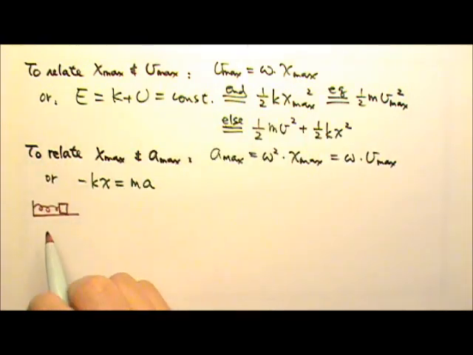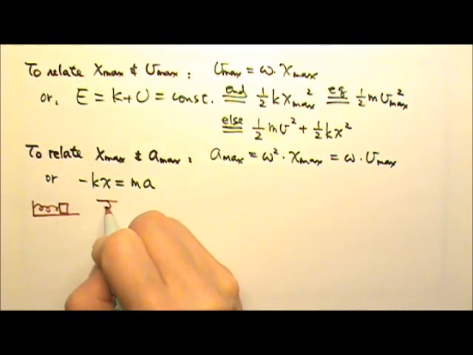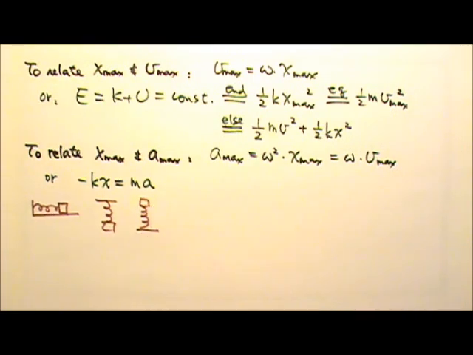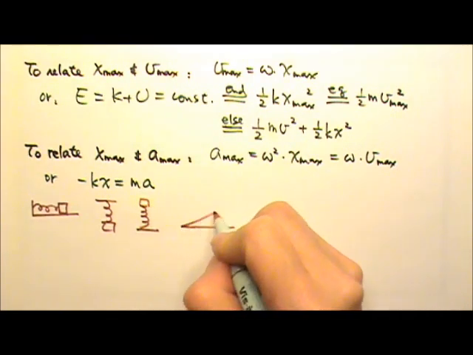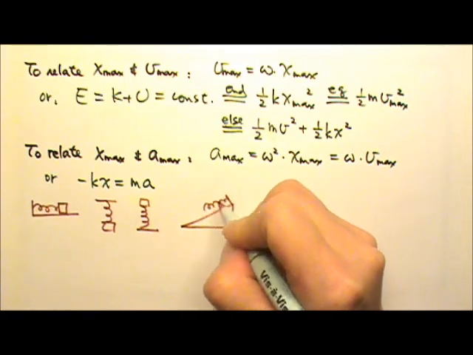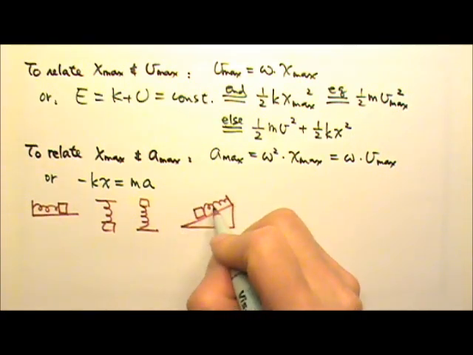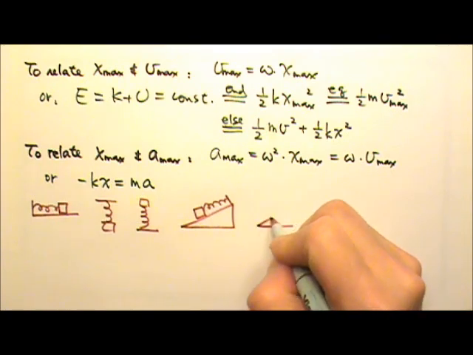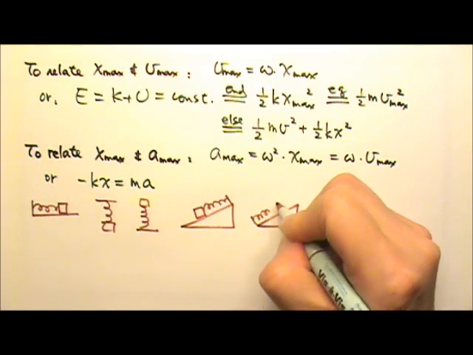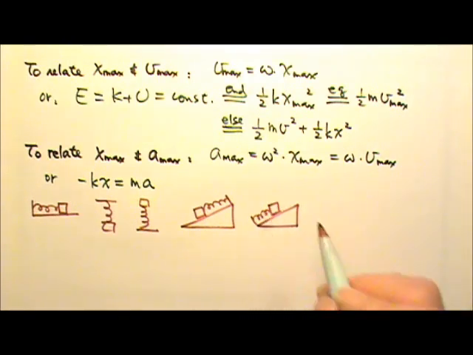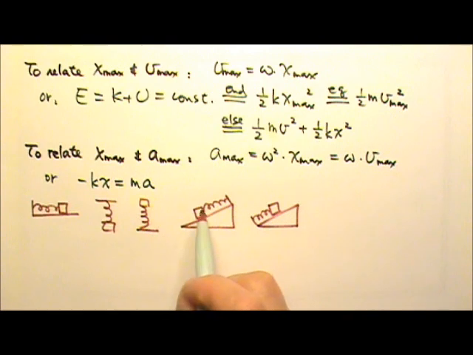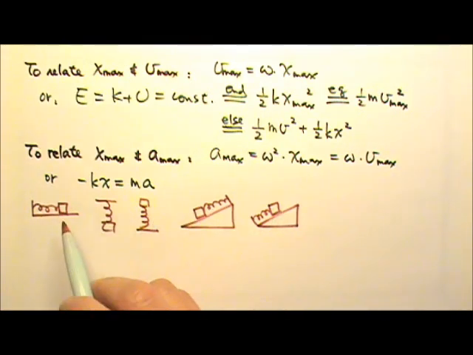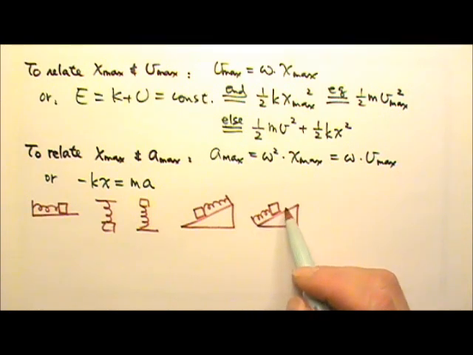Although we did all this using a horizontal spring mass system, it works also for a vertical spring mass system, like these. Or it can even be on an incline. Say you have a box with no friction that oscillates back and forth like this, or it can be on an incline with a spring like that and no friction. If they all have the same spring constant k, same mass m, and we set them into oscillation with exactly the same amplitude, all the boxes will go through exactly the same motion.